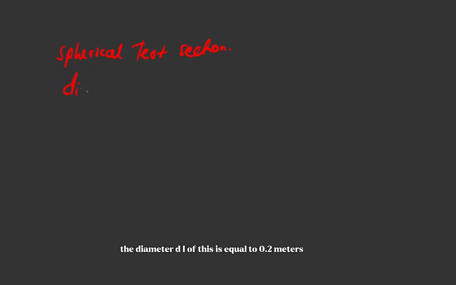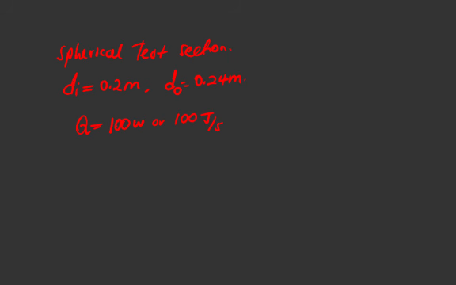The inner diameter, Di, is equal to 0.2 meters, and Do is 0.24 meters. They say that a heat flow of 100 watts is applied uniformly to the inner surface of the spherical body. So the Q being added is 100 watts, or 100 joules per second. You apply this uniformly to the inner surface of the spherical body, resulting in a measured temperature difference of 100 Kelvin between the inner and the outer.